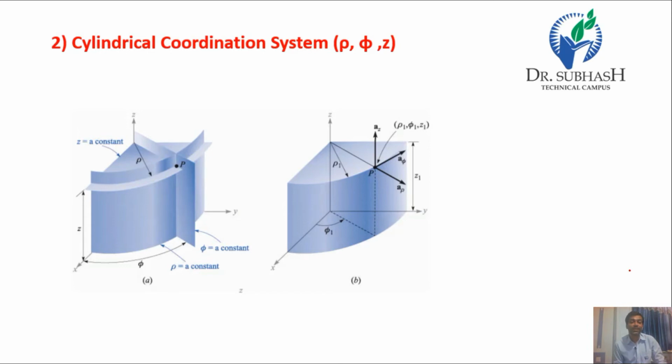Okay, cylindrical coordinate system. Like the Cartesian coordinate system, in a cylindrical coordinate system there are three components, represented by rho, phi and z, and they are also mutually orthogonal, meaning the angle between rho, phi and z is always 90 degrees.